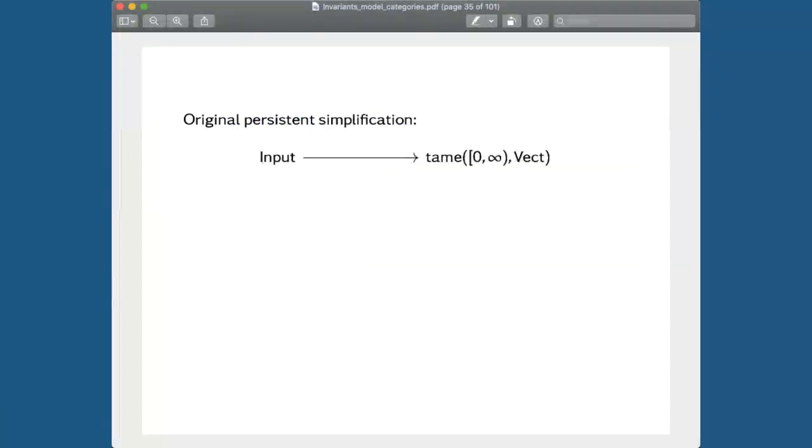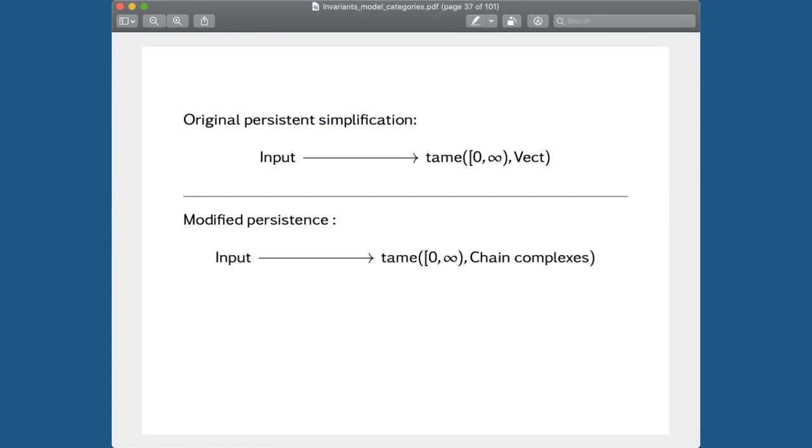The original persistent simplification translates input, whatever it is, into tame parametrized vector spaces. The simplification is achieved since parametrized vector spaces have a bar decomposition. Indecomposable parametrized vector spaces can be enumerated by pairs of real numbers. Now, modified persistence takes input, whatever it is, and converts it into a parametrized chain complex. I already gave you an example of this modified persistence using the Vietoris-Rips construction, but there are several other ways of assigning parametrized chain complexes to various objects. Barbara will mention explicitly some of those other ways during the next session.